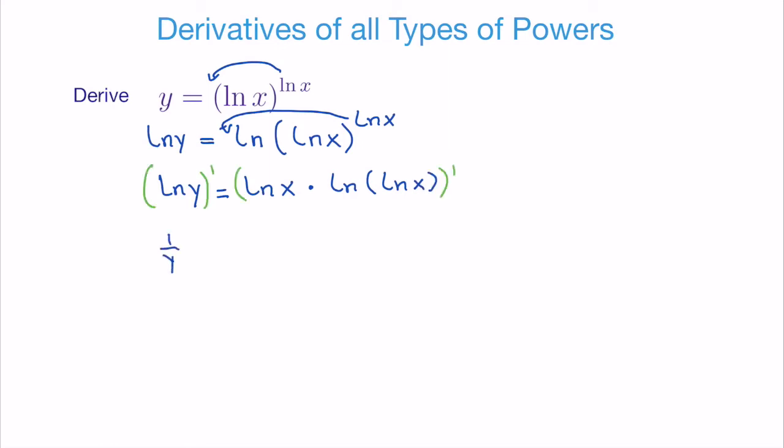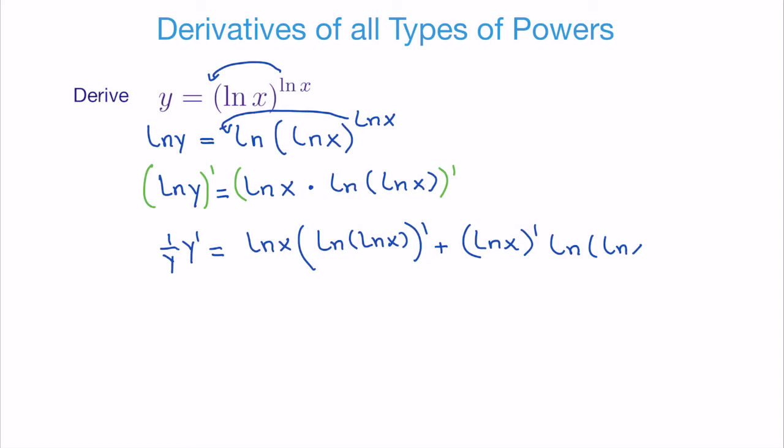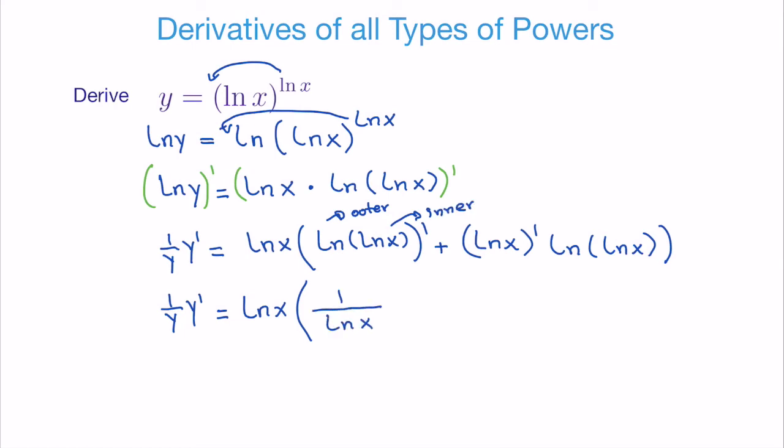So 1 over y, y prime is going to be, what we have here is a product rule, so we keep ln x and derive ln of ln x, plus derive ln x and keep ln of ln x. Then 1 over y, y prime equals ln x, and to derive this function we have to use chain rule, this being the outer function and this being the inner function. So derive the outer function and keep the inner function there, and then multiply by the derivative of the inner function. And for the second term, we derive ln x, which is just 1 over x, and keep ln of ln x.